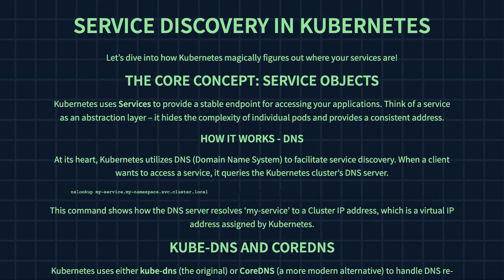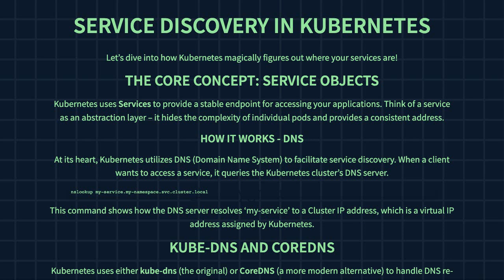Okay, let's talk about how Kubernetes knows where your applications are running. The key idea is using what we call services. Services act like stable addresses for your apps. They hide the fact that your application might be spread across multiple pods. Basically, when a client wants to connect, it doesn't need to know which specific pod it's talking to. Instead, it just uses the service name, and Kubernetes handles the rest.